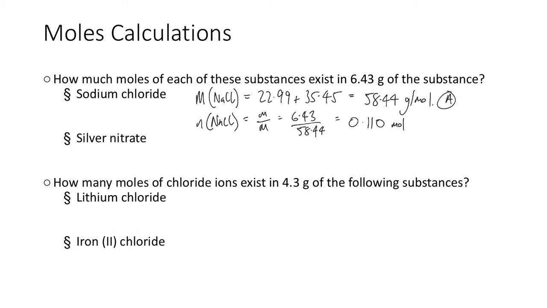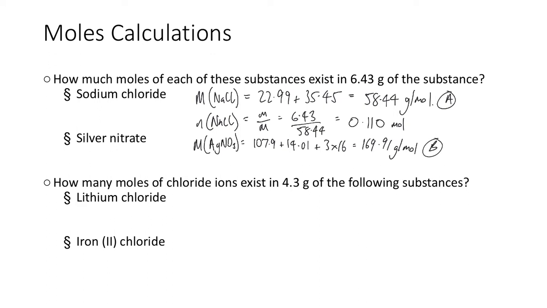So for silver nitrate, the molar mass of silver nitrate, AgNO3, will be equal to silver, which is 107.9, plus nitrogen, 14.01, plus oxygen, which would be 3 times 16. All the parts of that. So 107.9 plus 14.01 plus 3 times 16 is equal to 169.91 grams per mole. And I'll save that as B.